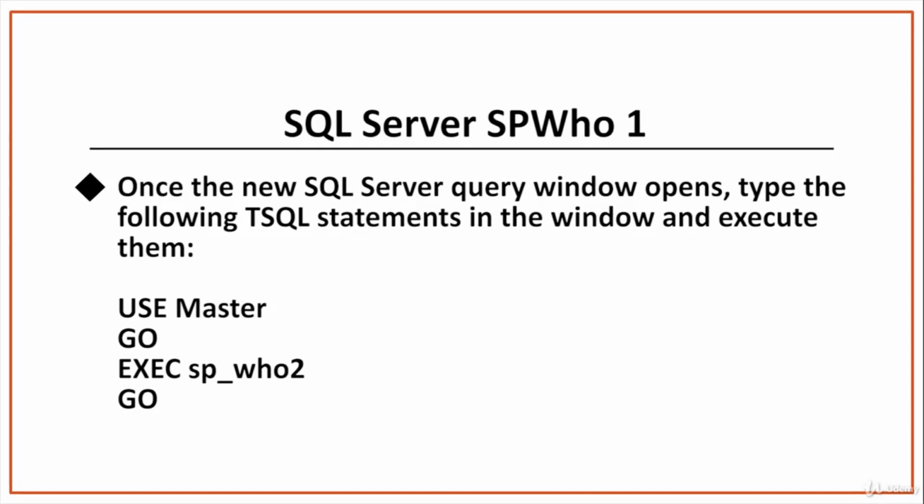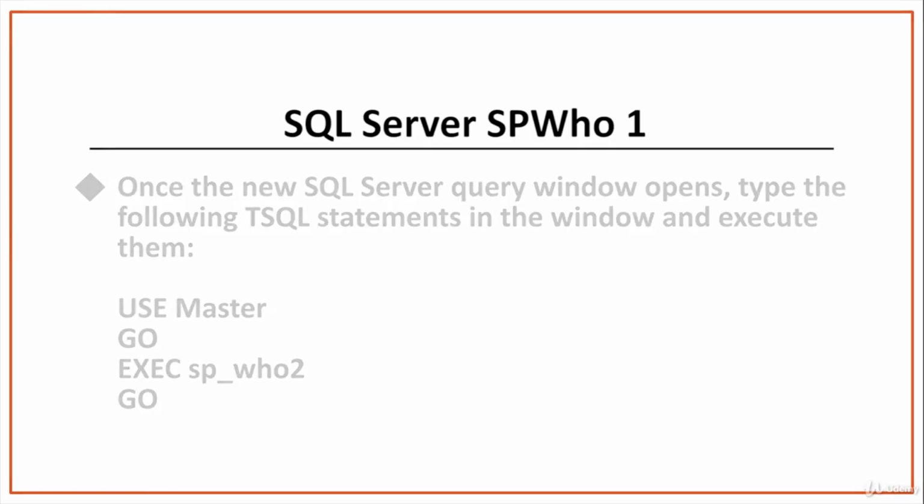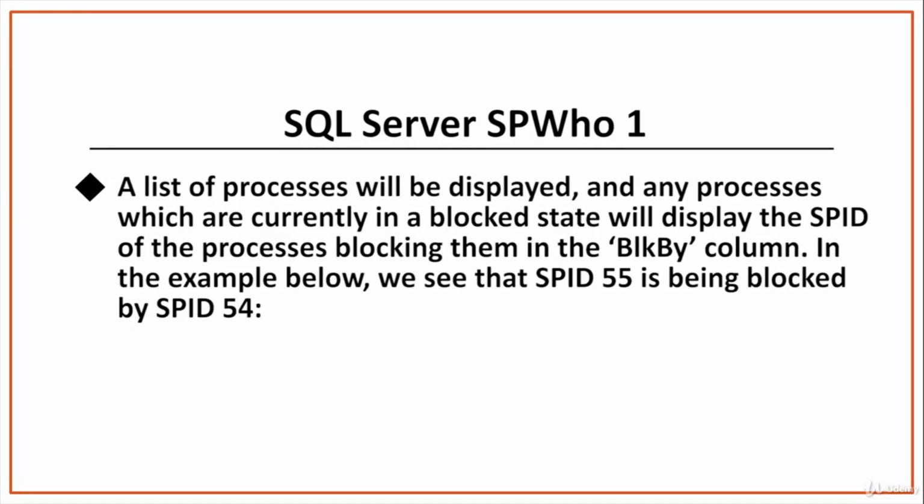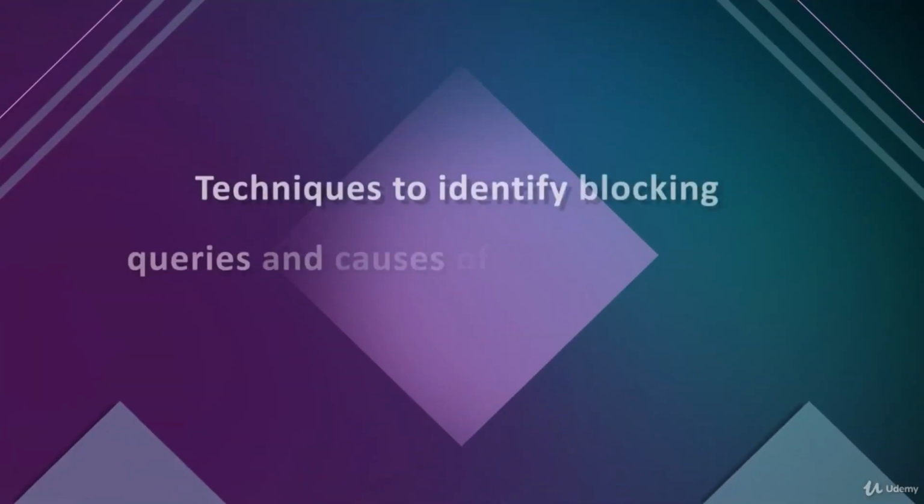Once the new SQL Server query window opens, type the following T-SQL statements in the window and execute them. Use master, go, exec sp_who2, go. A list of processes will be displayed, and any processes which are currently in a blocked state will display the SPID of the processes blocking them in the Block By column. In the following example, we see that SPID 55 is being blocked by SPID 54. SQL Server sp_who2.